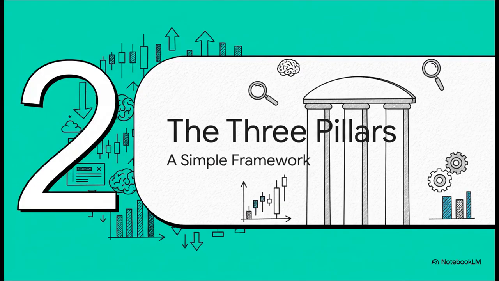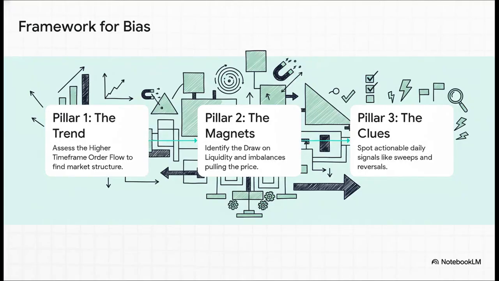So, if that's the goal, how do we actually do it? How do we figure this stuff out systematically? Well, we can break it all down into a really simple, memorable framework. Let's call it the 3 pillars. Now, these 3 pillars aren't just separate ideas. They all work together. They build on each other, one by one, to create a really high probability case for the day's likely direction. It gives you a clear script to follow.